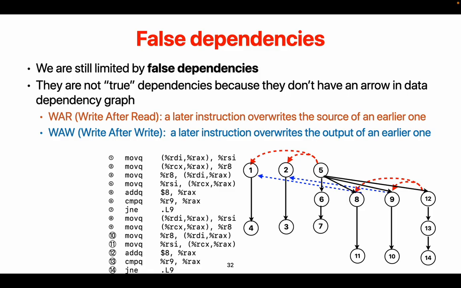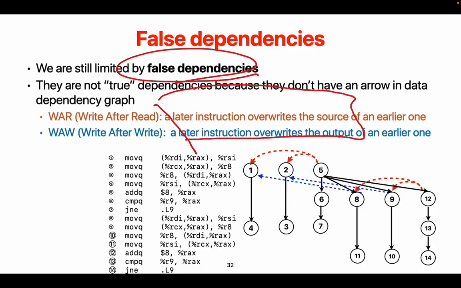So if you pay attention carefully to the situation of the false dependencies, it's simply because a later instruction overwrites a register. It's just because I overwrite a register. So to deal with that situation, what can we do? What should we be doing?